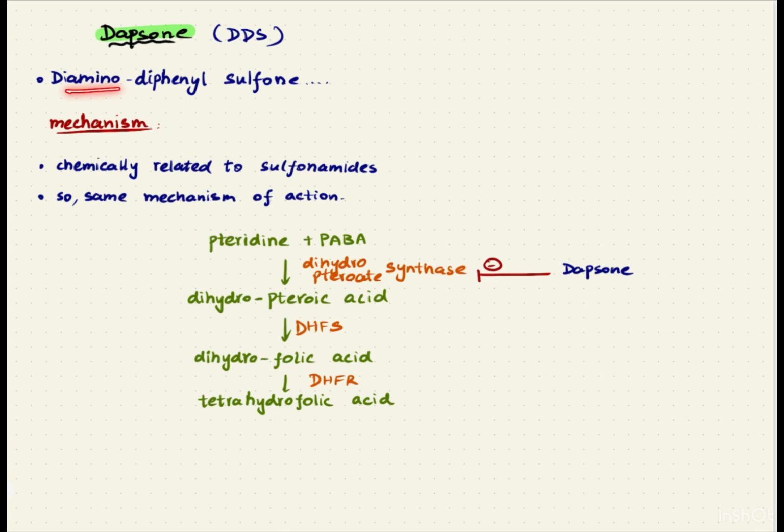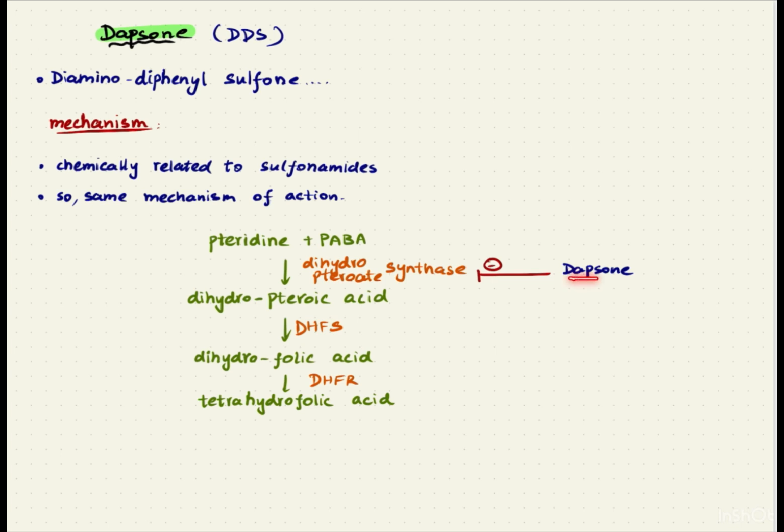Dapsone is also called diamino diphenyl sulfone. Please look at the word sulfone carefully. Whenever you look at the word dapsone, it should remind you that dapsone is chemically related to sulfonamide. So they have the same mechanism of action as that of sulfonamides.